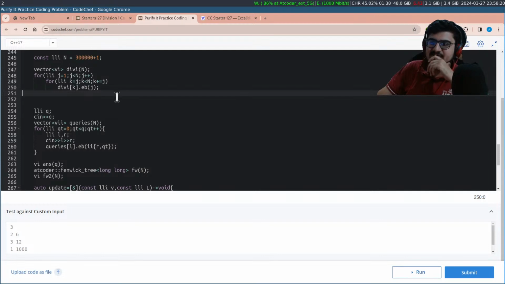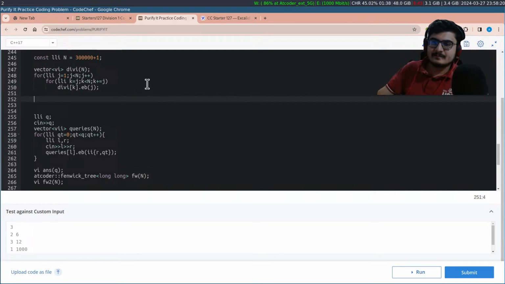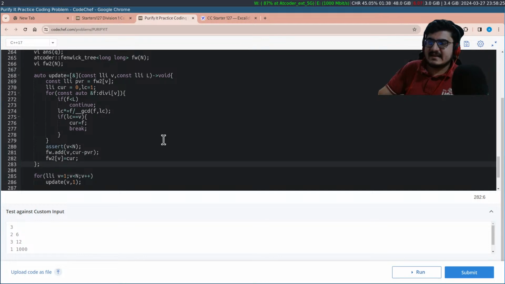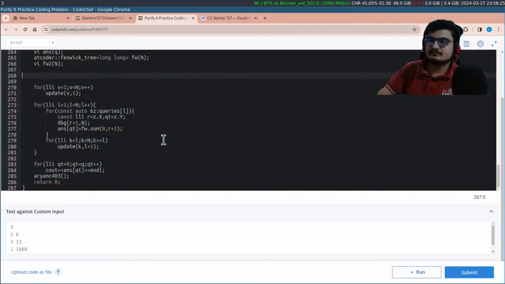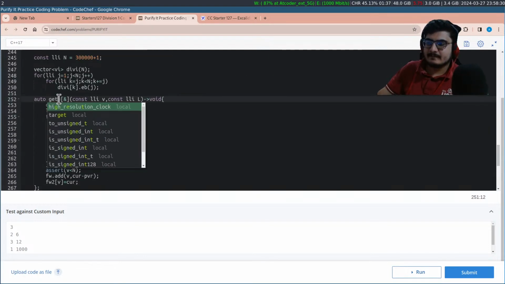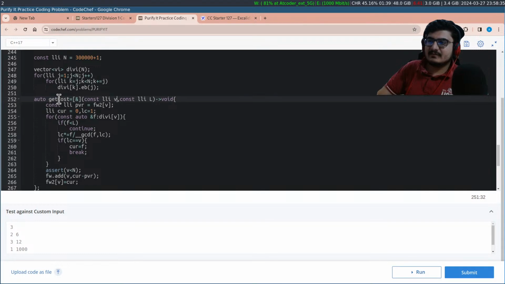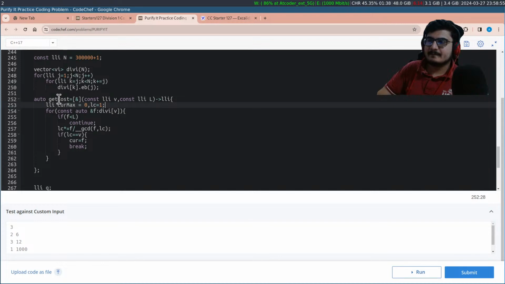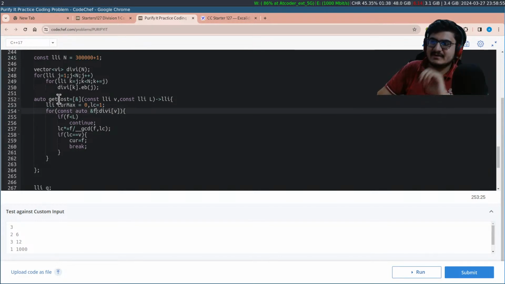I have defined n as the maximum possible value. And I have this function which takes the value which we want and the smallest possible number we can get, and it will return the required value over here. What it does is it maintains the current max and the current LCM so far. It iterates over the divisors of V in increasing order.